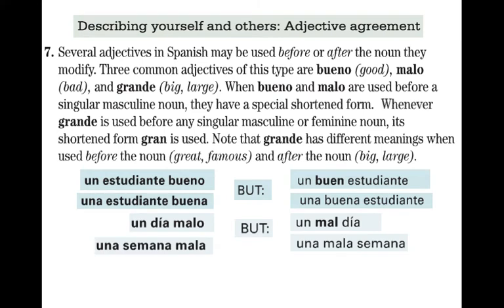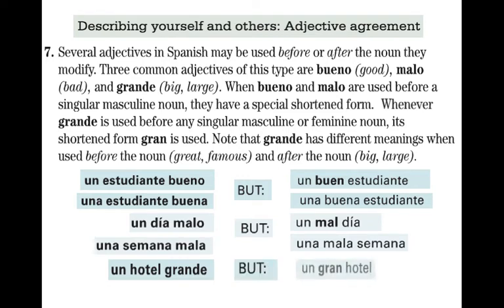Whenever grande is used before any singular masculine or feminine noun, its shortened form gran is used. Note that grande actually has different meanings when used before the noun. Before the noun, it means great or famous. After the noun, it means big or large. Let's take a look. Repitan. Un hotel grande. A big hotel. But, repitan, un gran hotel. A great or famous hotel.